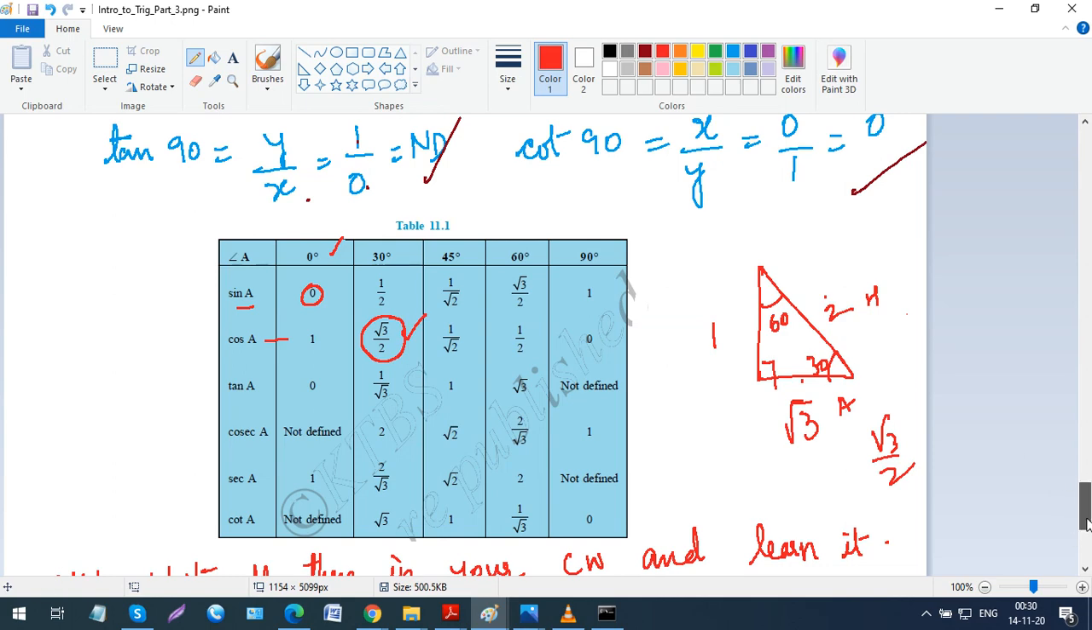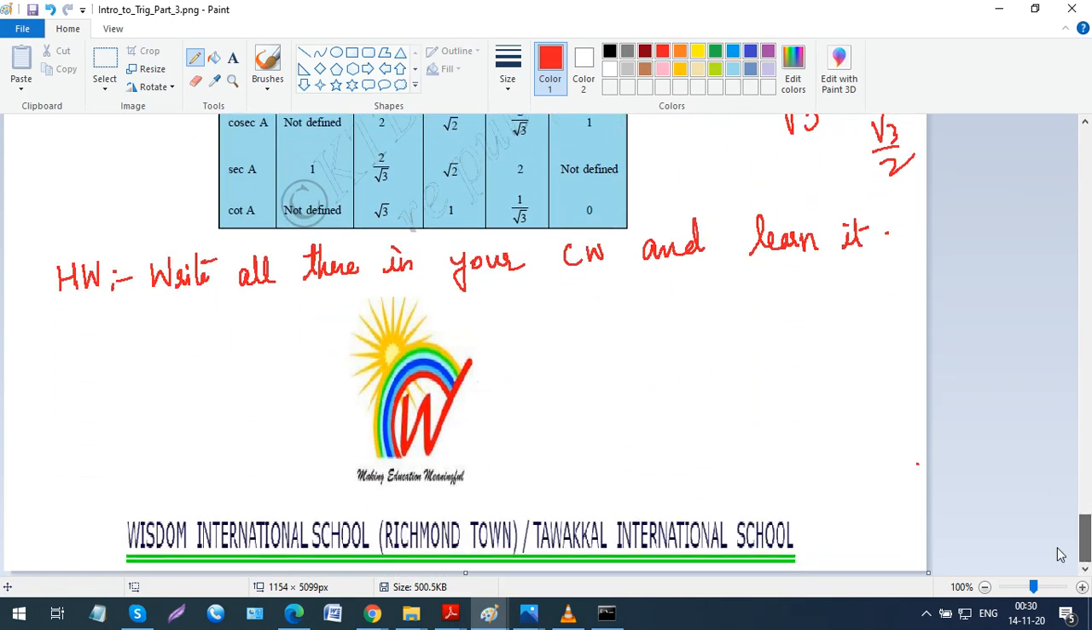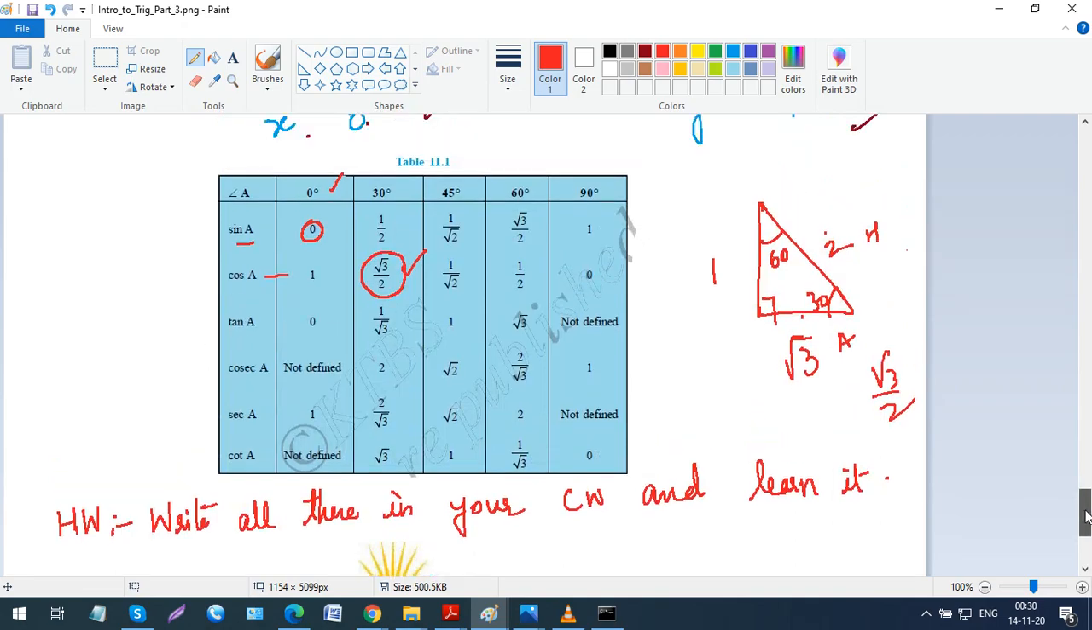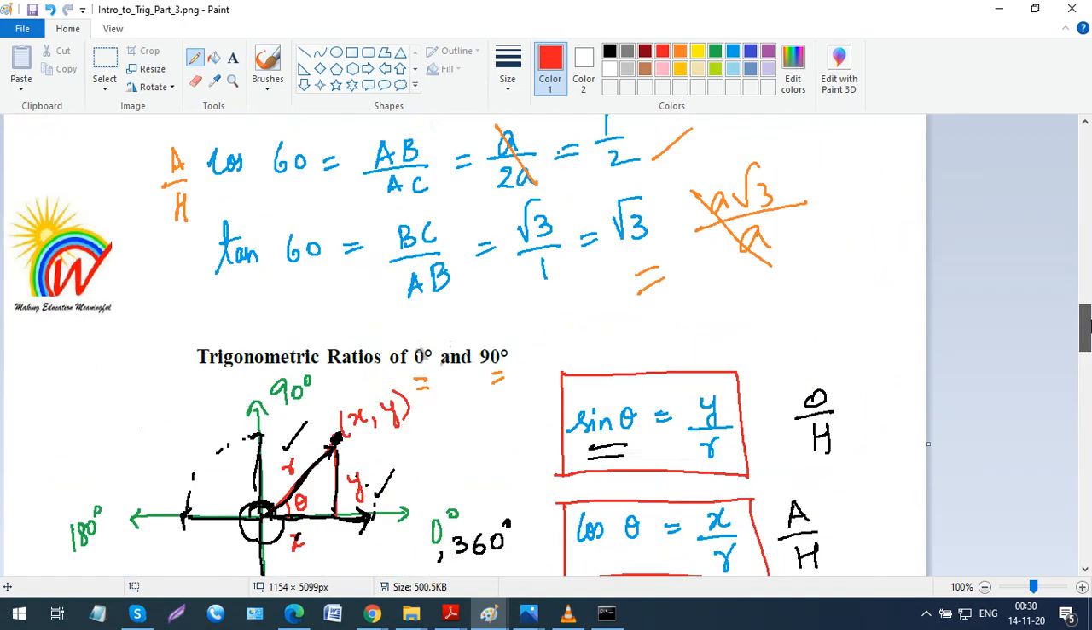Anyways, you can learn it however you wish, but this is a must. You have to remember this. So write all these in your classwork and then learn it by heart. That's the homework for you today. I'm not giving you any exercises.